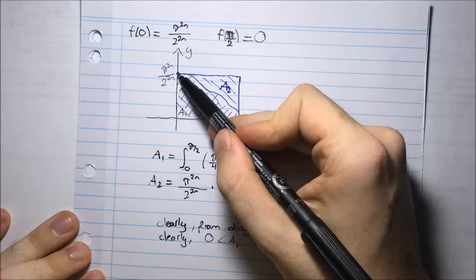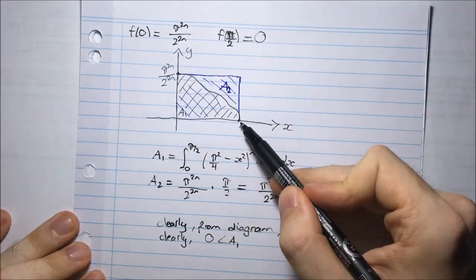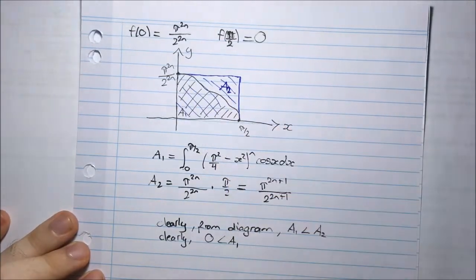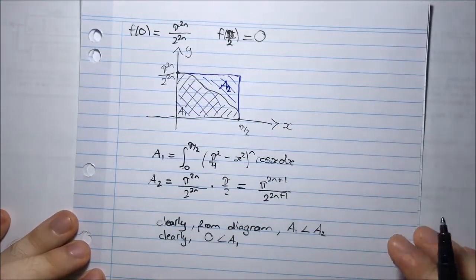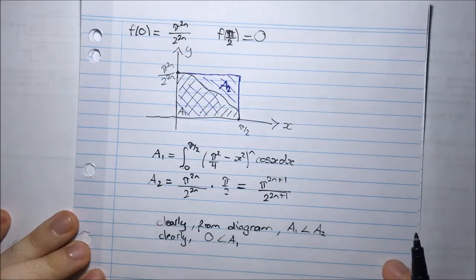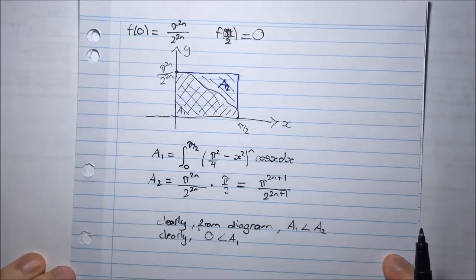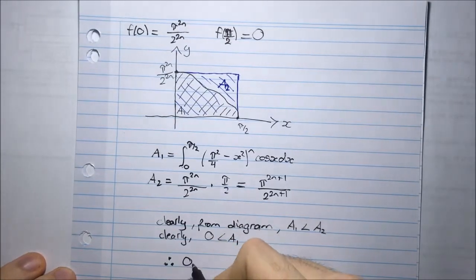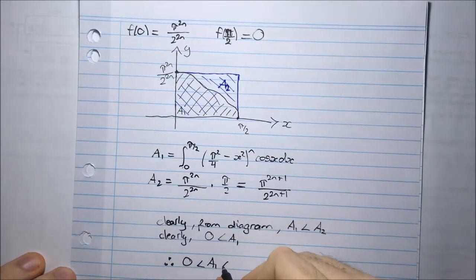I'm starting at something that's non-zero, I'm coming down to 0, and I'm never going below the axis. So this integral, this shaded area, must be non-zero. It has to be positive and greater than 0. Therefore I can say 0 is less than A1 is less than A2.